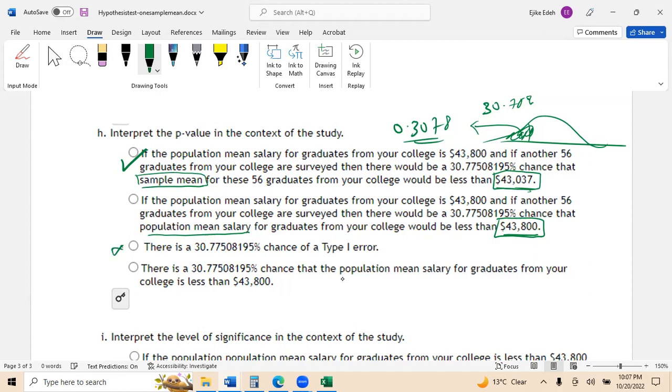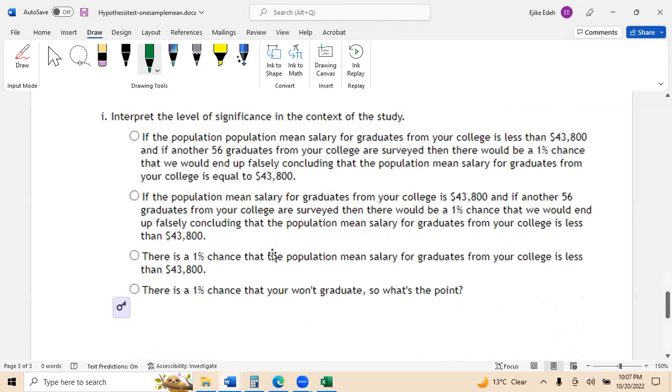The rest are just different ways of stating different things, but they are not defining p-value. This is the definition of p-value, in a practical sense. All right, so that is H. Again, this answer is wrong, this one is wrong, this one is wrong. The correct option is the first one. Let's go to the next question and the last one. Then we end this video.